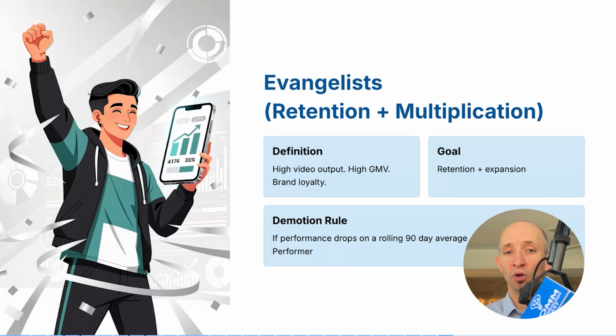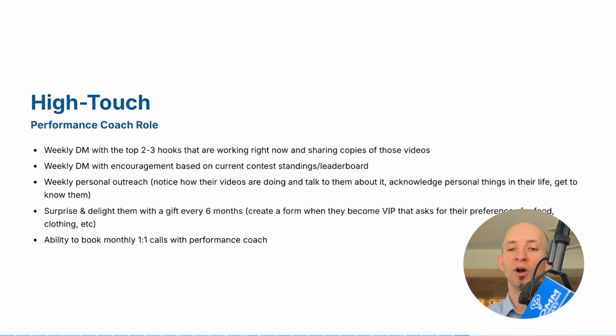What's the goal here? We want to retain these creators. These are your most valuable creators. This is the Pareto principle. The 20%, or arguably the 5%, of creators that are driving 95% of your GMV sit in this bucket. And so this is going to be your high touch.